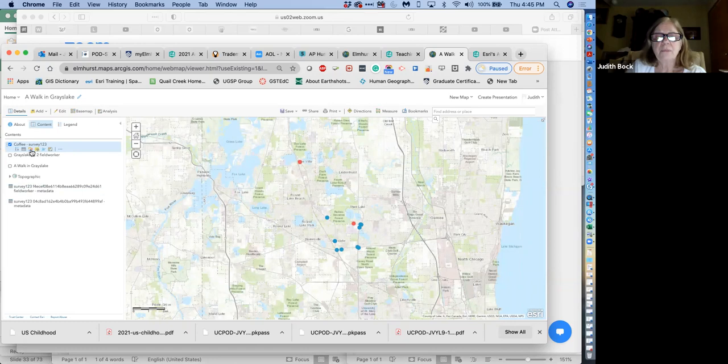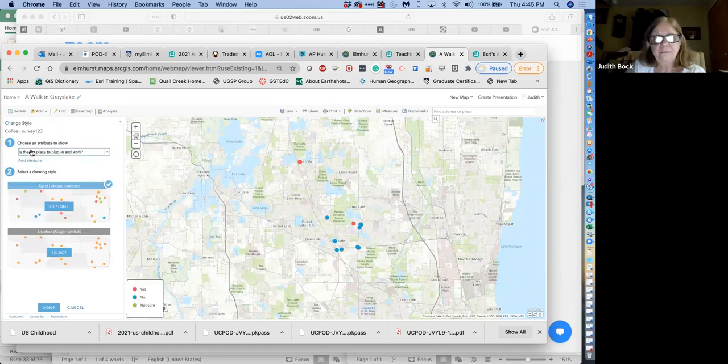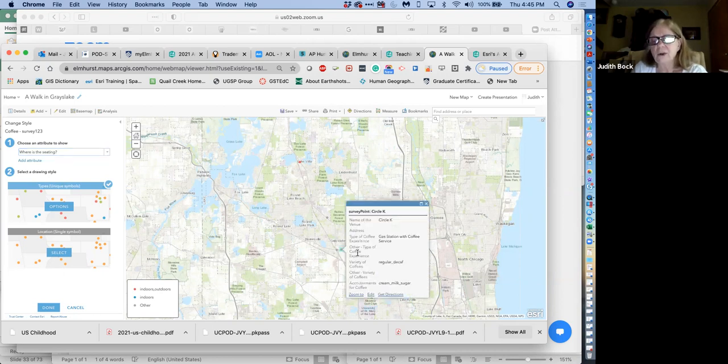I can also work with my symbols. And it says choose an attribute to show. So those same questions that show in my survey, I can ask to show them. So maybe, is there seating? Again, that's just going to be a yes, no answer. But it might be indoors, it might be outdoors. And so you can see some of these have seating indoors and some just say other. So you'd have to go in and look at the seating and what the particular place is. This is part of a Shell gas station, so there may be a little bit of seating in there, but not always.